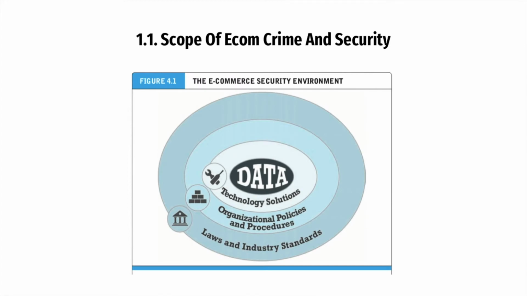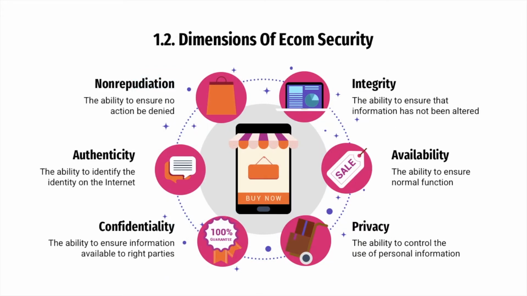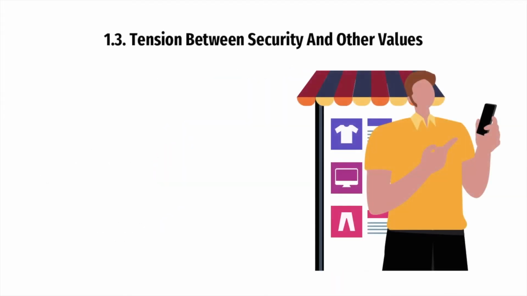This figure captures the big picture of the e-commerce security environment. E-commerce security is a combination of 6 dimensions: integrity, non-repudiation, authenticity, confidentiality, privacy, and availability. As we have mentioned previously, e-commerce security has become a necessity for transactions and businesses on the internet.